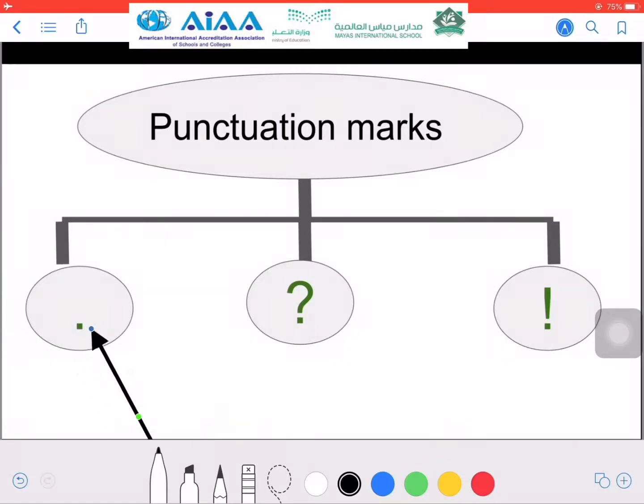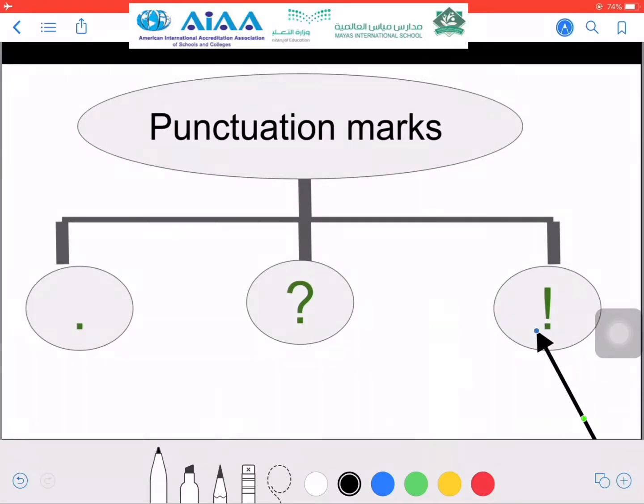So if we have a statement, a declarative sentence, we will write a period at the end. For example, I love drawing, full stop. This is a simple sentence. Yes, the question mark is written for questions, interrogative sentences. So, what do you like to do? Or what's your name? Question mark.